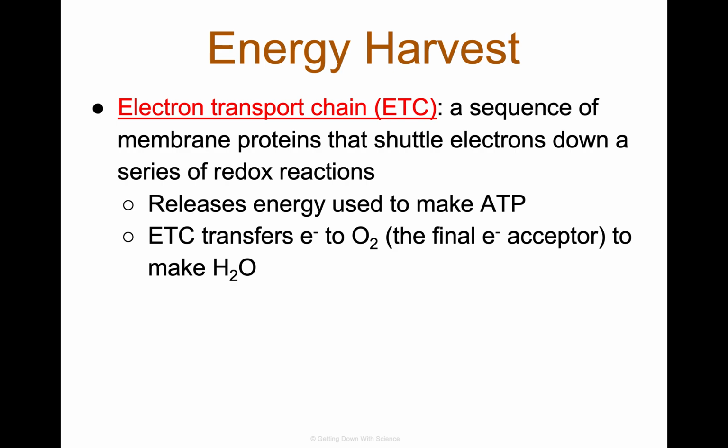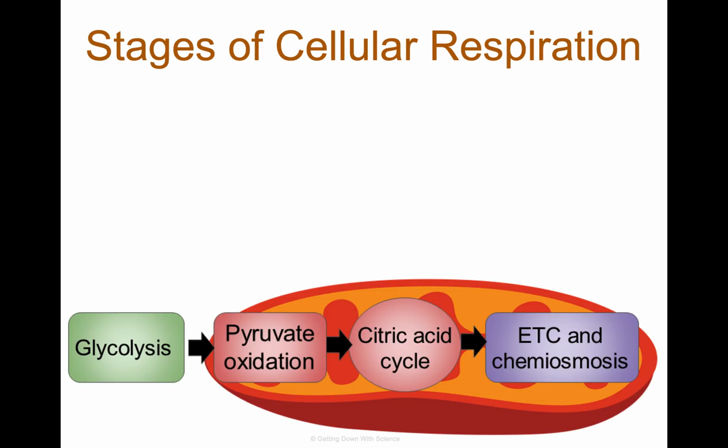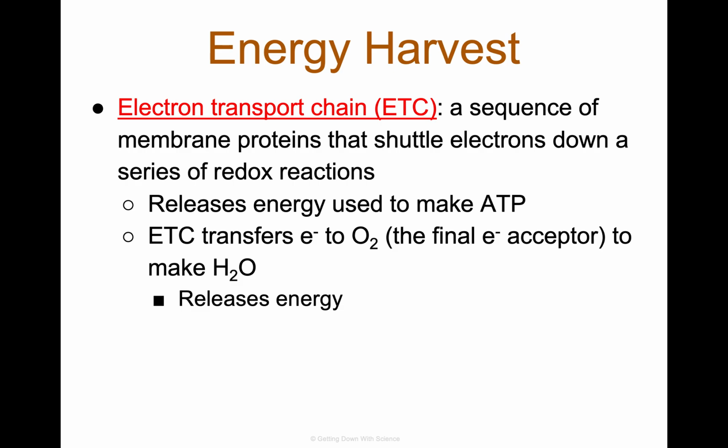Similar to photosynthesis, the electron transport chain transfers electrons to oxygen, the final electron acceptor, to make water. Oxygen being the final electron acceptor is an incredibly important piece of knowledge to know for our exam. And we'll go over it in more detail. You're going to see an image of it, so it might make a little more sense. But in cellular respiration, oxygen is the final electron acceptor. It's just a molecule that grabs that electron in the end. This releases energy.